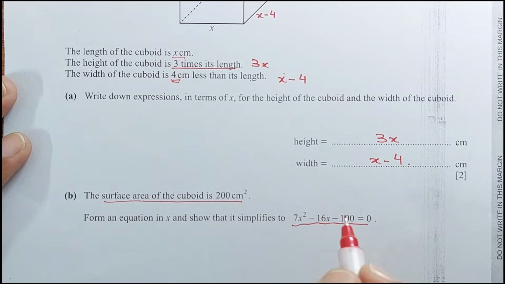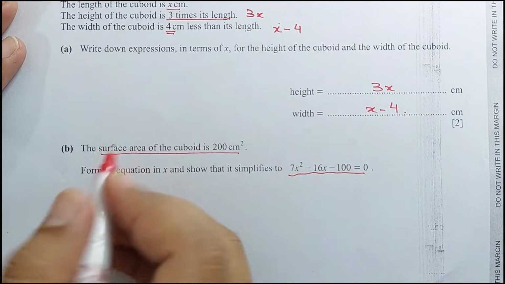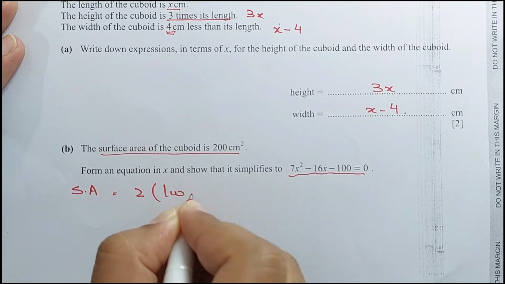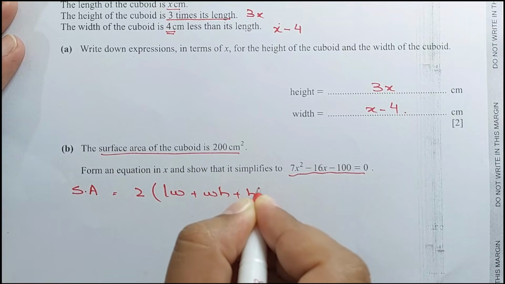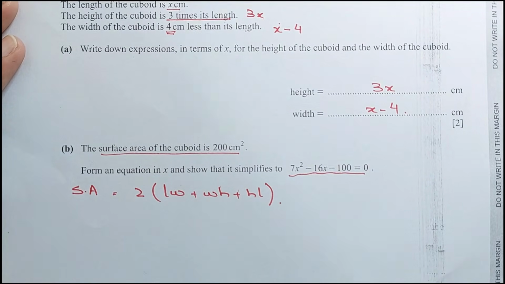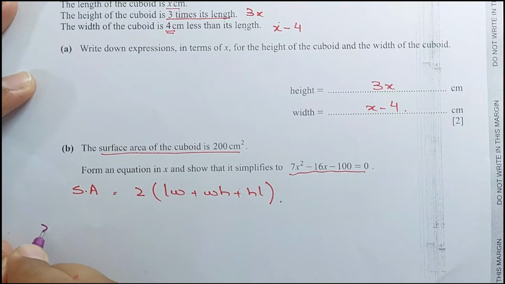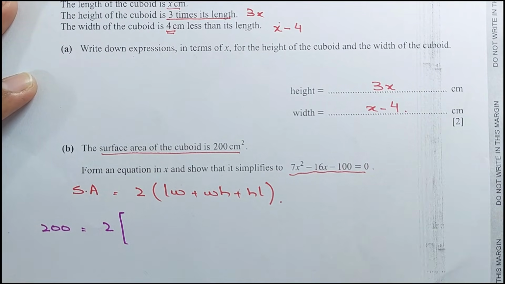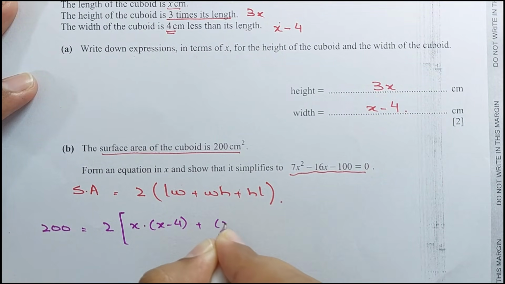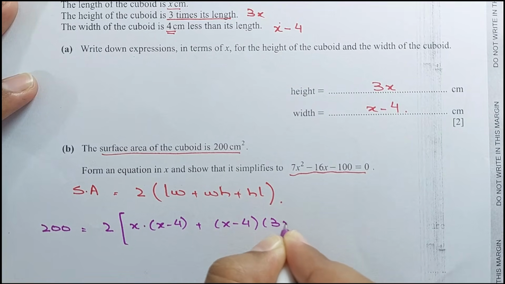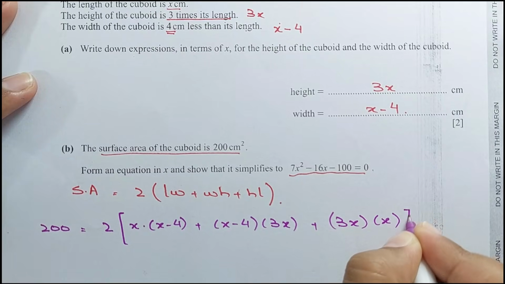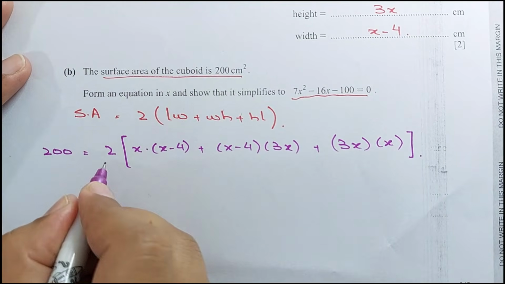The surface area of a cuboid is given to us. As we know, the surface area of a cuboid is 2 into length into width plus width into height plus height into length. Okay, now let me simplify this. Surface area is 200. This equals 2 into length x, width x minus 4, plus width x minus 4 and height 3x, plus height 3x times length x. Now dividing both sides by 2.